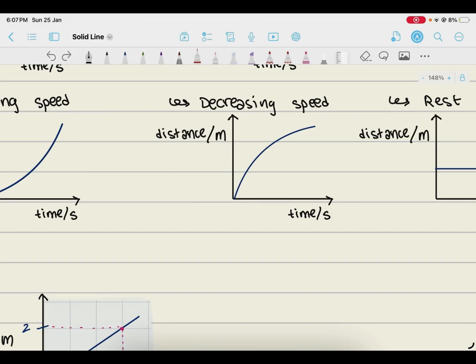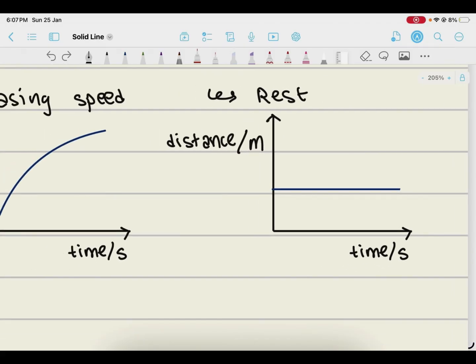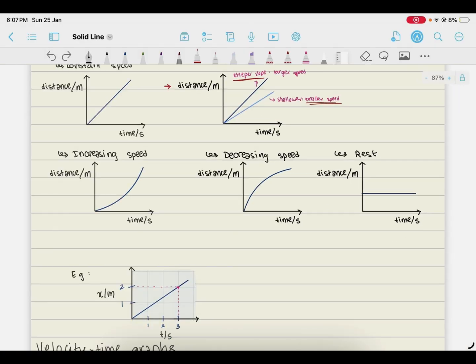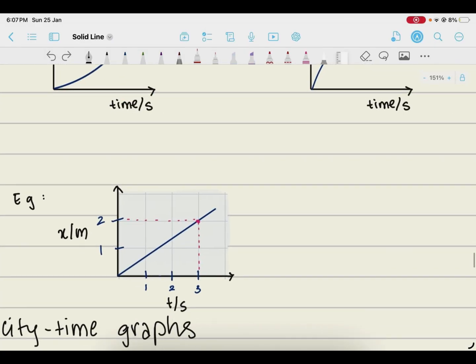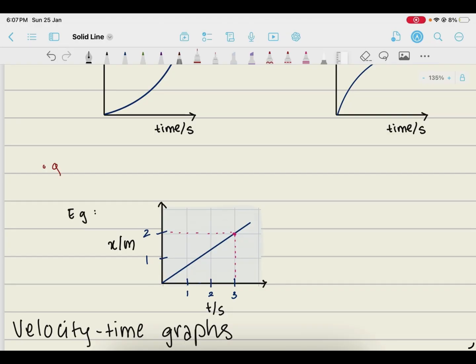When it's decreasing, the graph will be like this. These are all things you need to remember, by the way. For when the car or object is at rest, it will be like this, because obviously the distance won't increase or decrease since it's not moving. Next, the thing you need to know is that the gradient of a distance-time graph will give you speed.